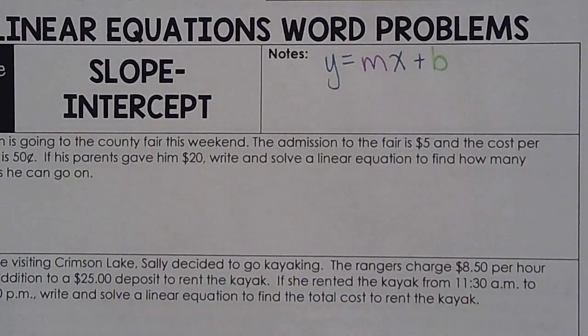Slope is how much your line changes from point to point. So it's how much your scenario changes per whatever your input is, okay? So if we're talking dollars per hour, then that dollars per hour is your slope. Slope is however much it changes each time. And then b, your y-intercept, is your starting point.